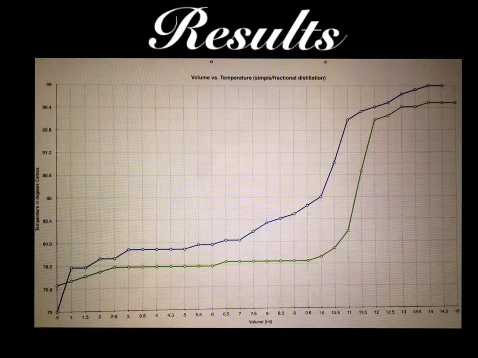Notice how the simple distillation line starts to climb after 7 mLs collected. Then the system begins to vaporize water. 7 mLs of alcohol collected per 15 mLs of distillant yields an ethanol percentage of 47%. The fractional distillation line doesn't increase till after 11 mLs, which yields a much richer distillant containing 73% ethanol.